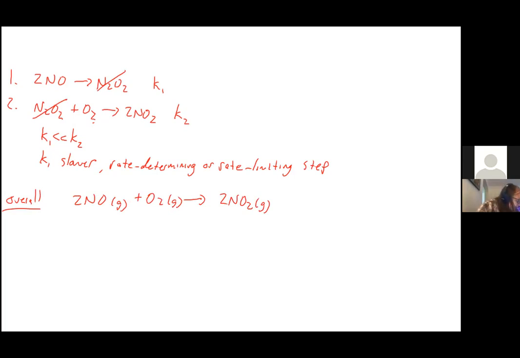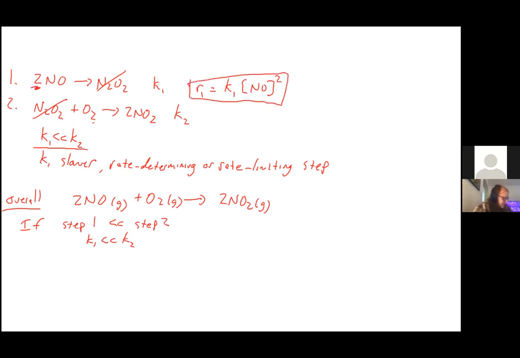So here's what happens. If step one is much less than step two, I'm really saying if K1 is much less than K2, then you can just ignore step two and just look at step one. This rate, R1, will be K1 times NO bimolecular, right? There's a 2 there. This is the rate law for the experiment.